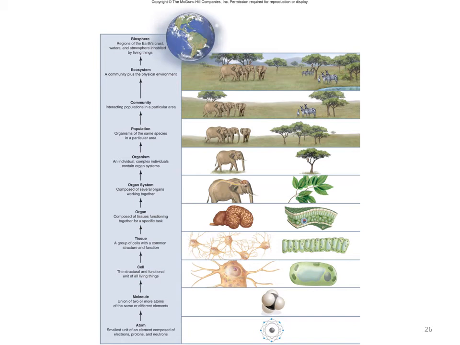So if it's one small location, one particular location, it's an ecosystem. If it's the whole wide world and everything in it, that's now the biosphere. So make sure you're comfortable distinguishing amongst the different levels. Understanding the lowest level of organization or smallest level is the atom. The highest level or biggest level of organization of life is the biosphere.